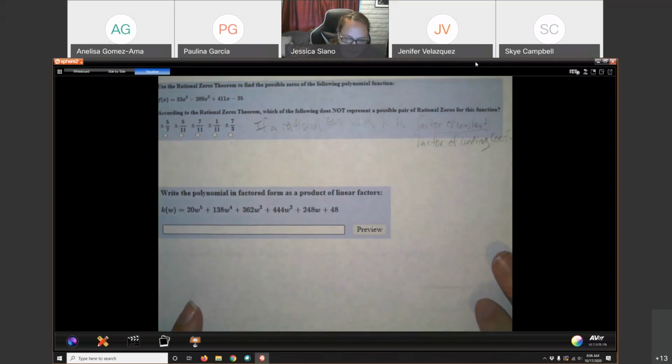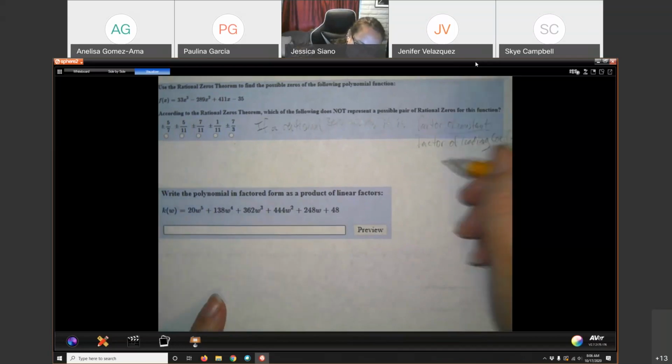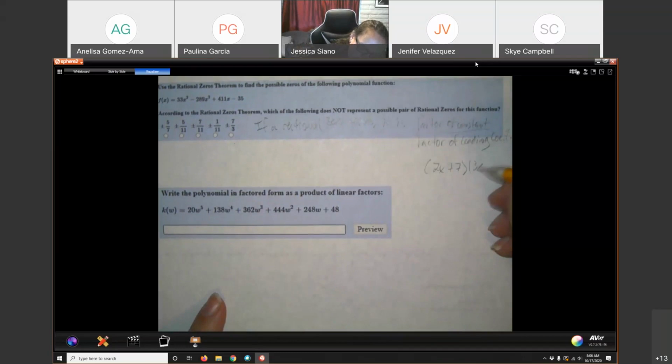And the reason why that is because if we think about the relationship between factors and constants, let's just say that we had a quadratic that when I factored it, it was 2x plus 7 and 3x minus 4.